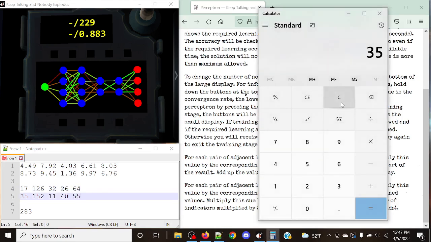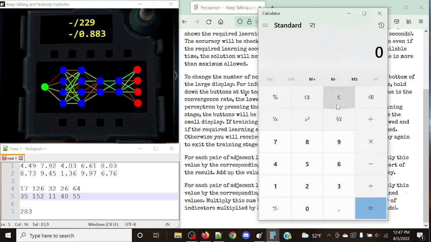Is this below 283 when we sum these guys up? Plus 11 plus 40 plus 55. It is indeed. So now, if we sum up 17 plus 126 plus the 32 plus the 26 plus the 64, it does go over the 229 learning accuracy that we need.